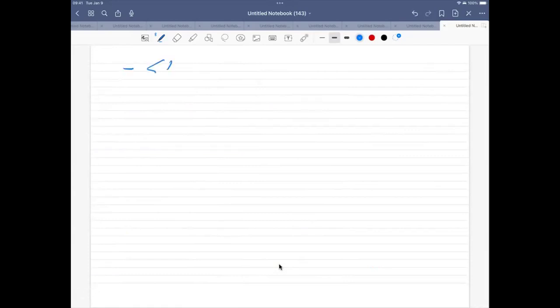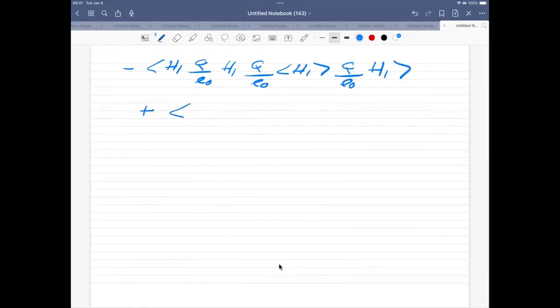So we get a minus, an HI, and then I have a Q of E0, HI of Q of E0, and then I have an expectation value here, HI, Q of E0 of HI. There is a new term plus an HI of Q of E0 of HI, and then I have a Q of E0, and this is now multiplied with a new HI, and then there's a Q of E0 of HI.